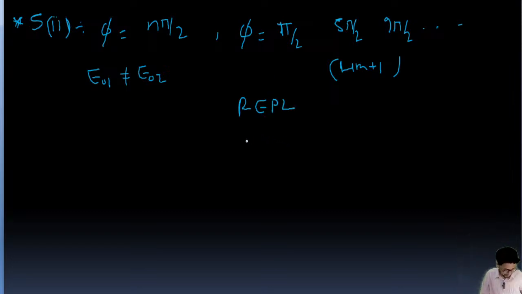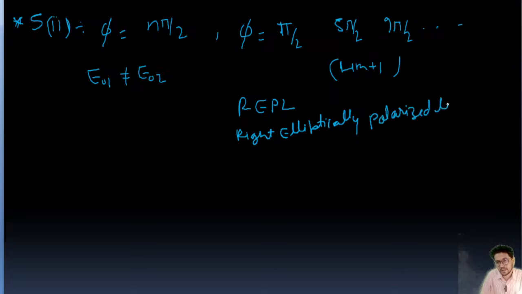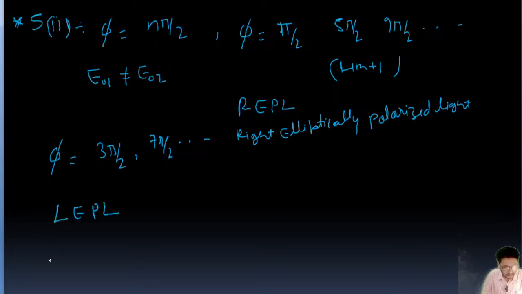REPL, right elliptically polarized light. And similarly, E01 not equal to E02, and the value of phi is 3 pi by 2, 7 pi by 2, and 11 pi by 2, and so on. In that case, this is LEPL, left elliptically polarized.